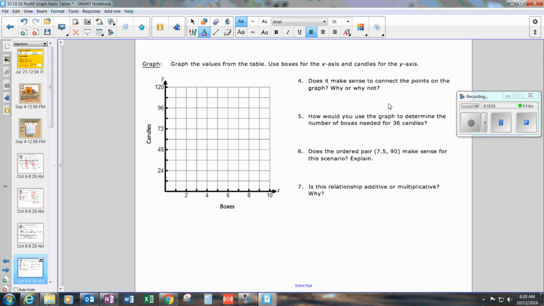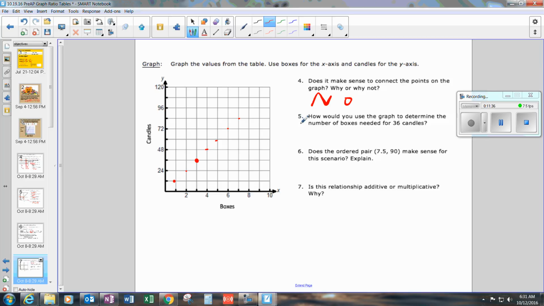So graph it. Use the boxes for the x-axis and candles for the y-axis. So let's see, one box was 12 candles, two boxes was 24, three was 36, four was 48, five was 60, six was 72, and so on. Does it make sense to connect the points on the graph? Why or why not? I would say no. If you connect it, you can't have like 2.001 boxes, because you cannot have 24 point something candles. That doesn't make sense. It's either a candle or not.